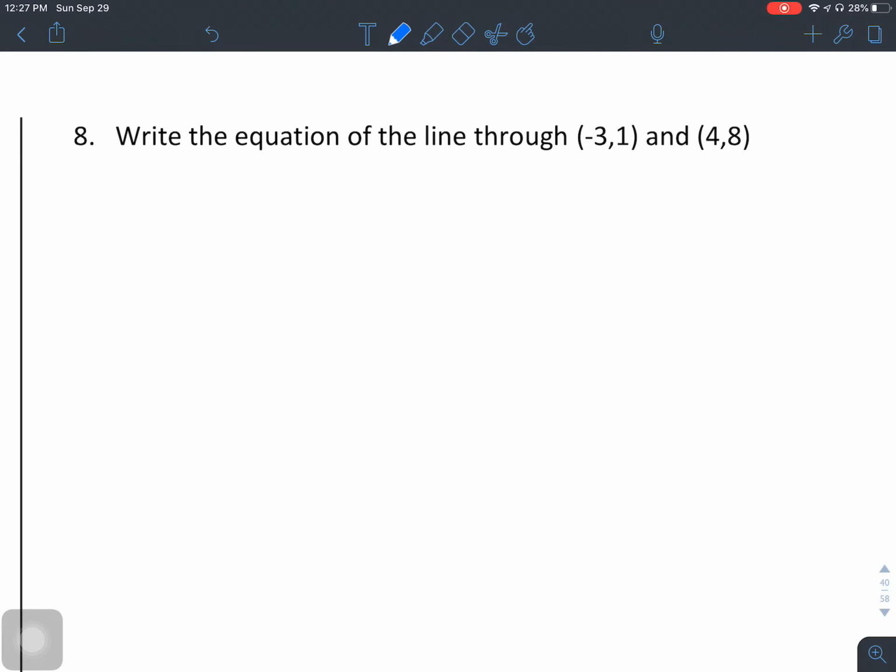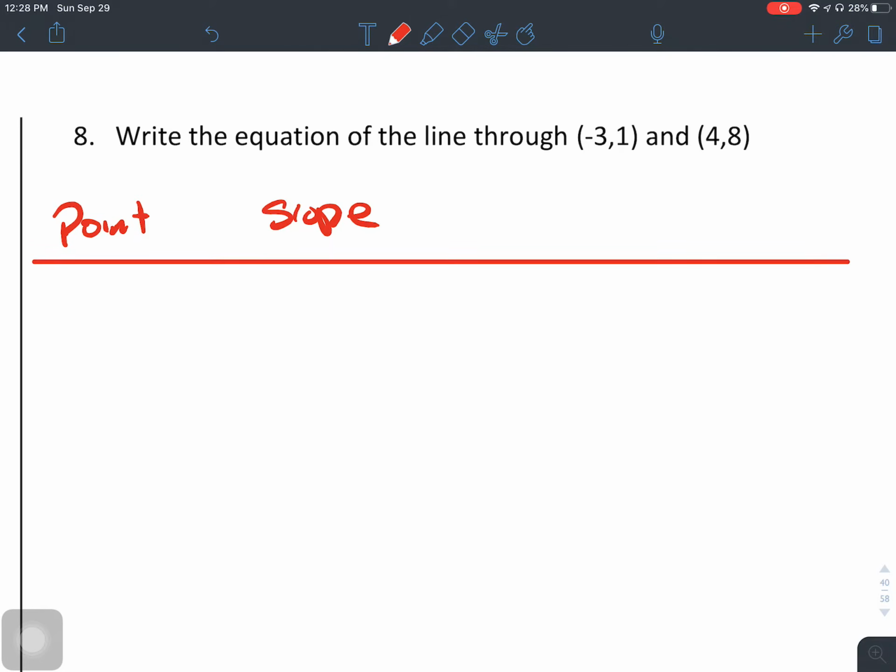Now, if you're thinking we could find the slope, I agree with you. If you're saying we could find the y-intercept, I also agree with you, but I wouldn't bother because we already have a point. If we simply use point slope form, all we need is a point and a slope. We already have 2 points.